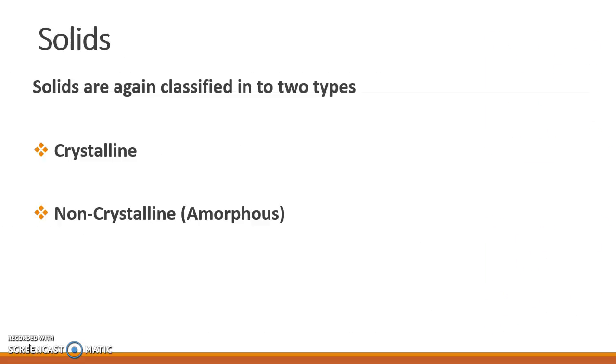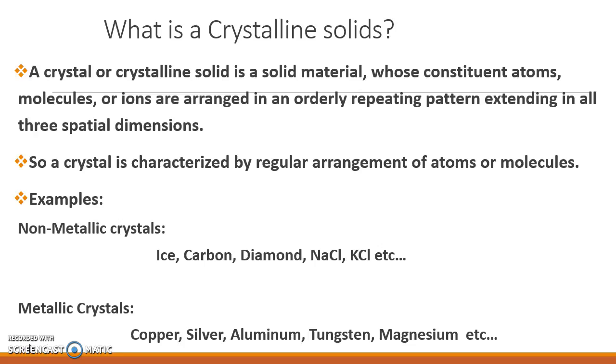Now, solids are again classified into two types. One is the crystalline solid and the second is the non-crystalline or amorphous solid. Now we discuss what is a crystalline solid. A crystalline or crystal solid is a solid material whose constituent atoms, molecules, or ions are arranged in an orderly, repeating pattern extending in all three spatial dimensions.